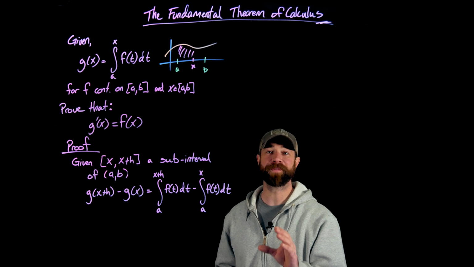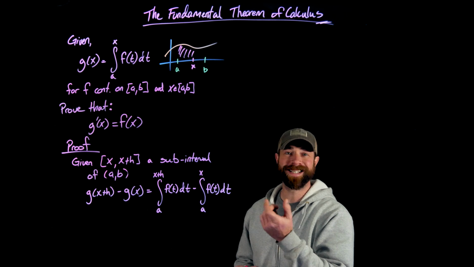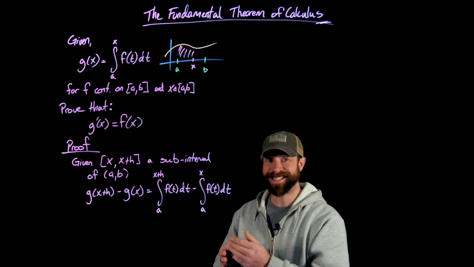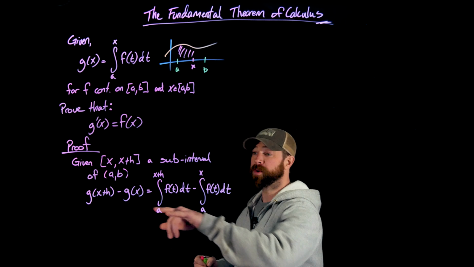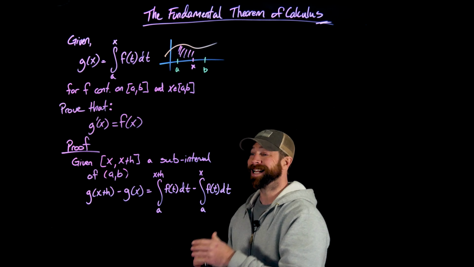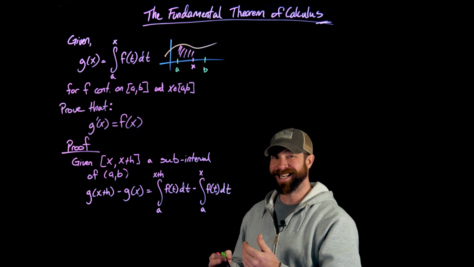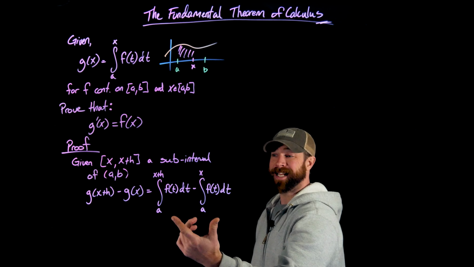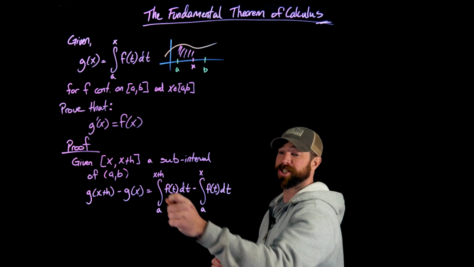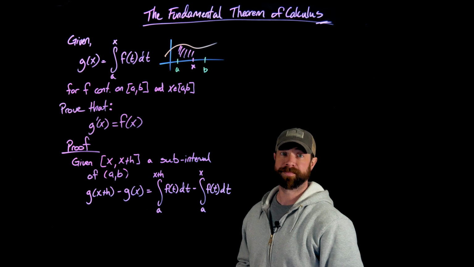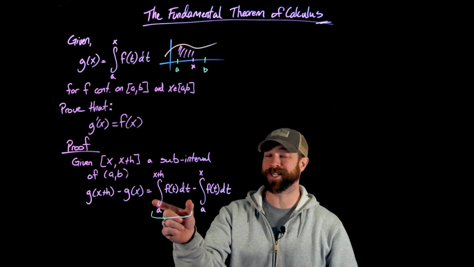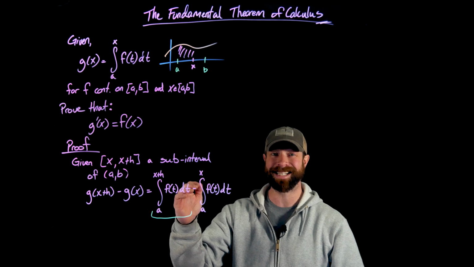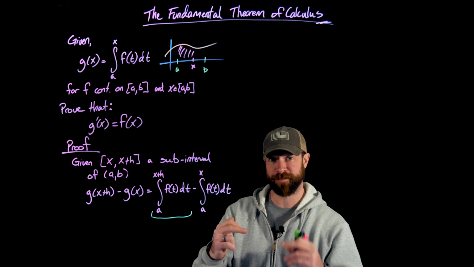All right, the setup for the first part of the proof is we're going to consider this interval around x that's h units big, or from x to x plus h. Then what we're going to do is calculate g of x plus h minus g of x. Given our definition above, these are the definitions of g of x plus h and g of x. What I'm going to do is split up this integral into two integrals. I'm going to split it up from a to x and then add that to the integral from x to x plus h.